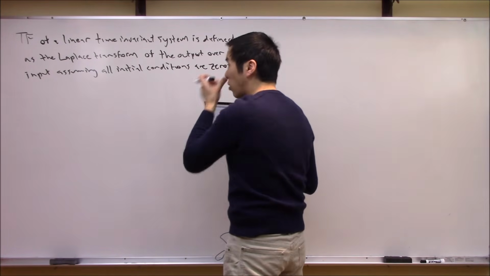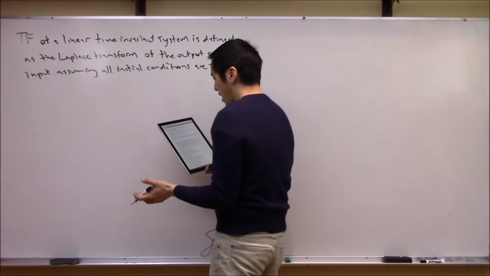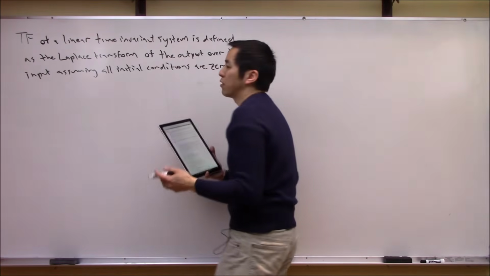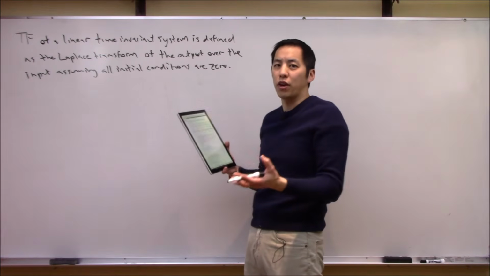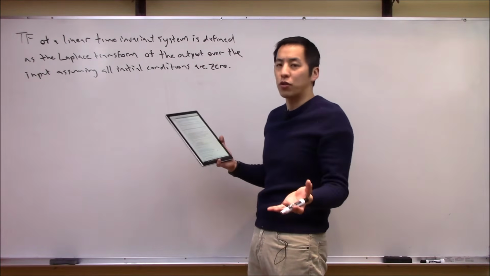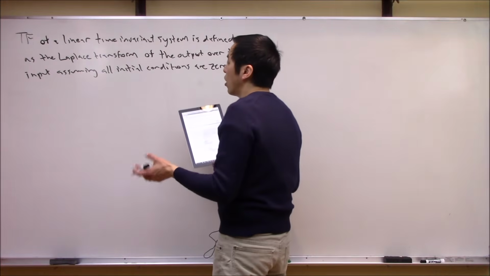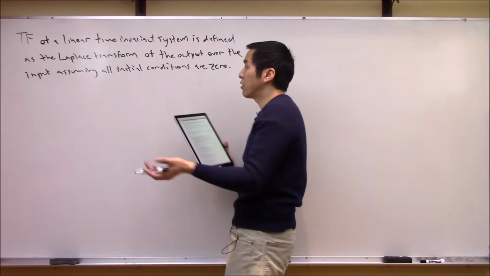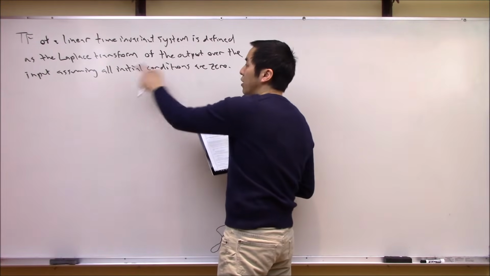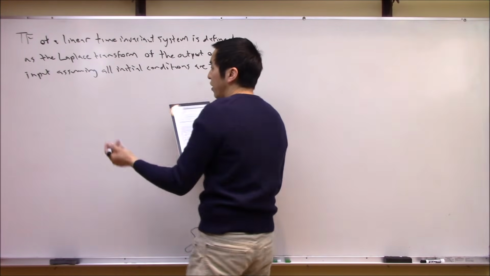Okay? So again, all this is basically saying is that a linear time invariant system means you have a system described by a linear ordinary differential equation of an arbitrary order. And all we're going to do is look at that differential equation, take the Laplace transform, and solve for this ratio of output divided by input. So to give you an example here, right?